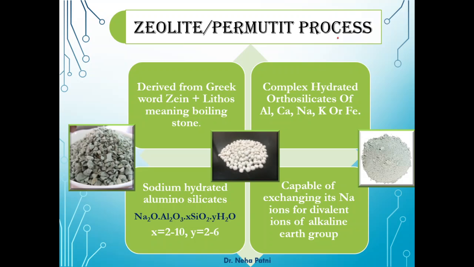Hello everyone. So today I will explain to you the zeolite or permutit process. This is a process which is used to treat hard water. Now I hope you remember, hard water is that water which contains dissolved salts of calcium and magnesium.